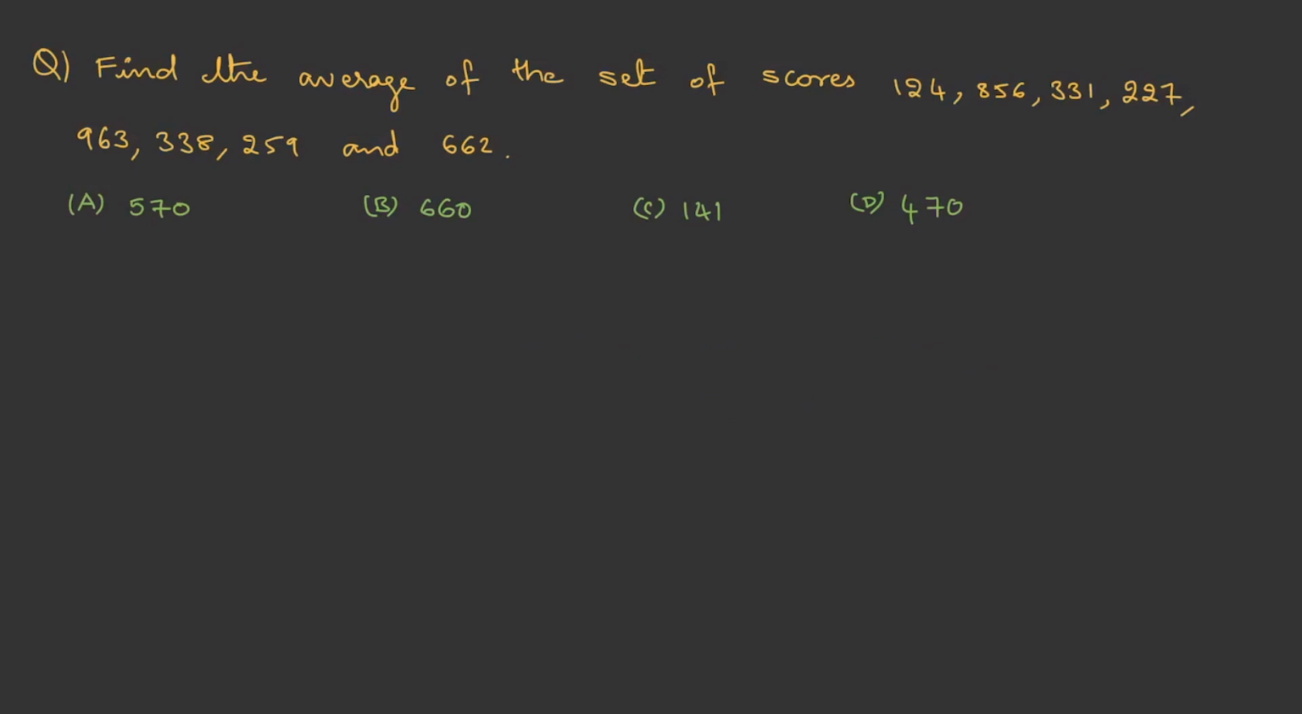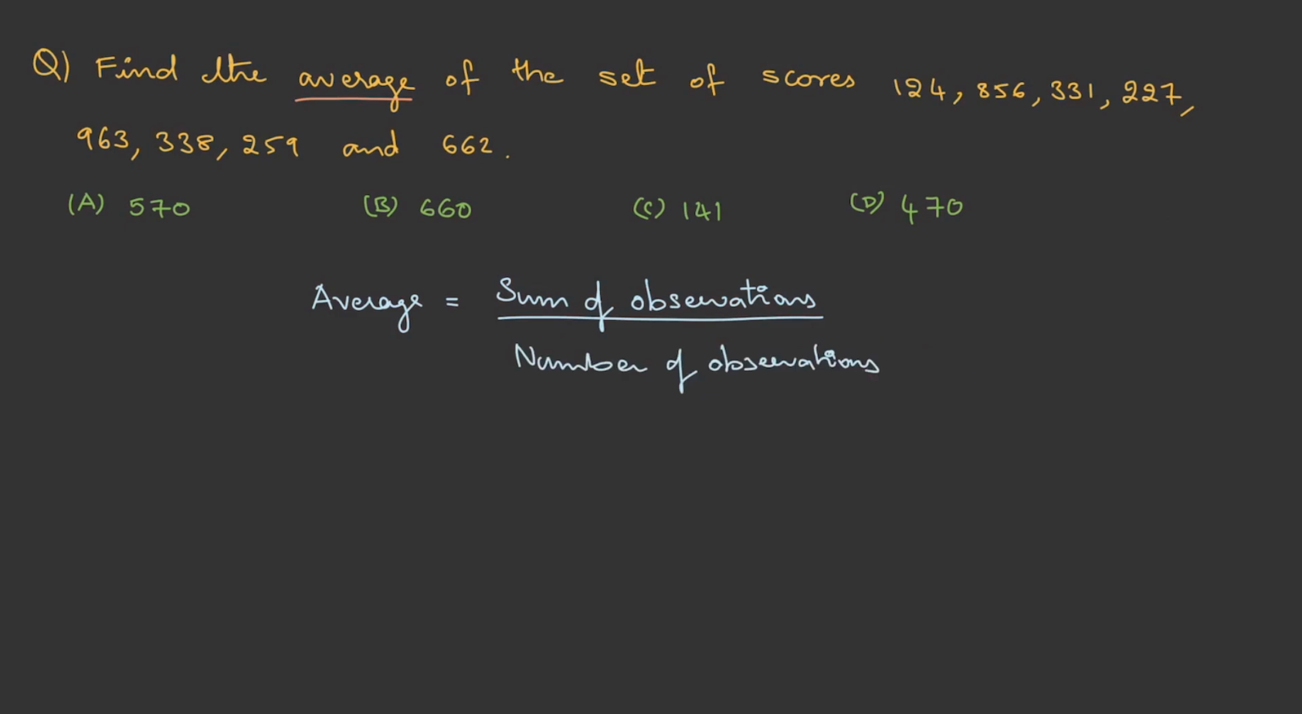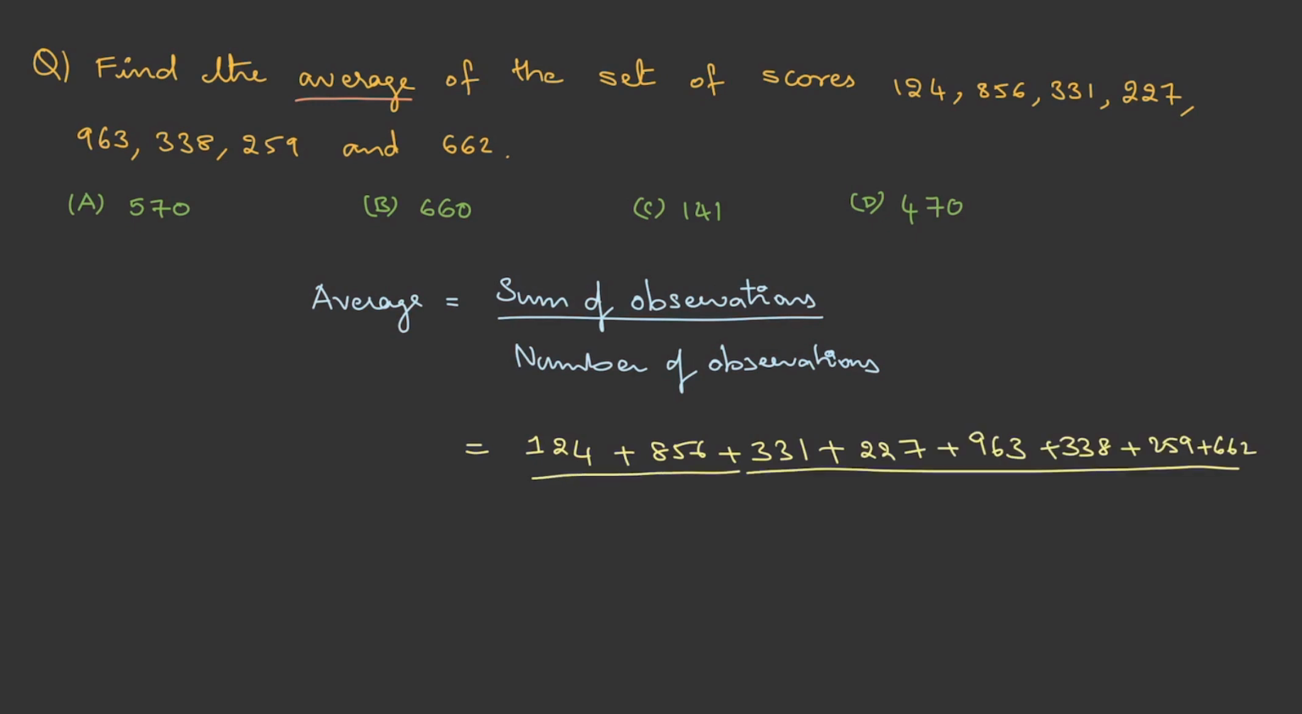Here we have a question. Find the average of the set of the scores 124, 856, 331, and so on. To solve this, let's use the formula. We already know average is sum of observations by number of observations. So let's take the sum. So this is 124 plus 856 plus 331 and so on, divided by the number of observations, which is 8. So this is 3760 upon 8, which is 470. Therefore, the answer is option D.